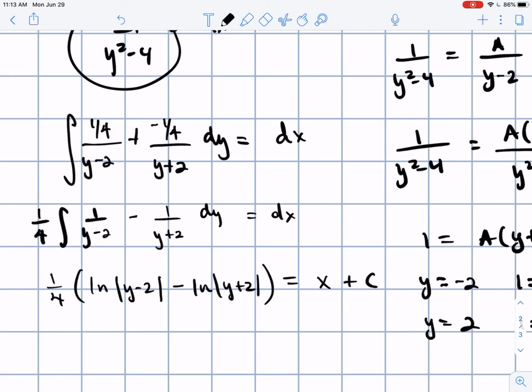Okay, and then here you could see that we could break this down, or do a couple of things here. Let's multiply by 4. So over here it's just going to be 4x plus another c. And here, remember your rules with minus or plus with logarithms. It makes things a lot easier. So this is ln absolute value of y minus 2. The minus makes it a division, y plus 2.